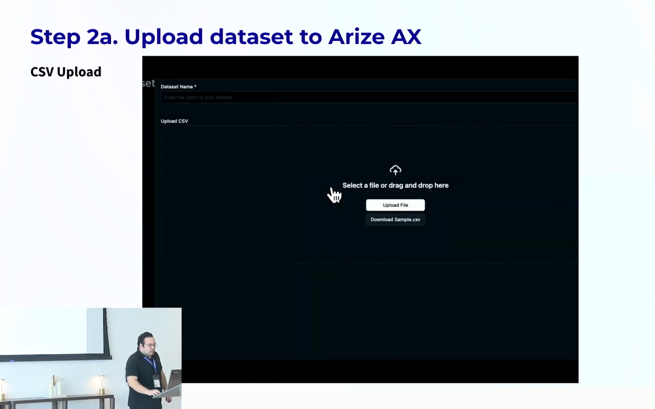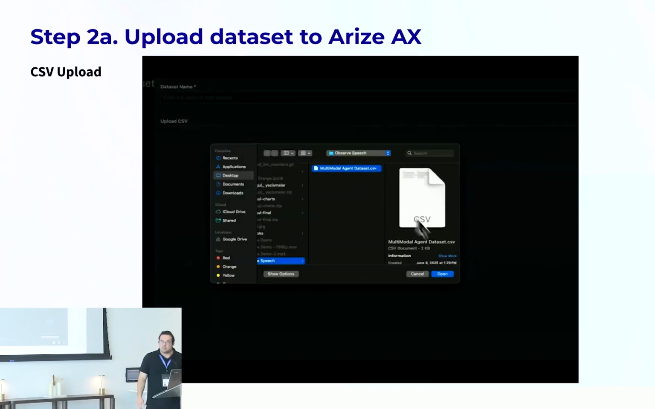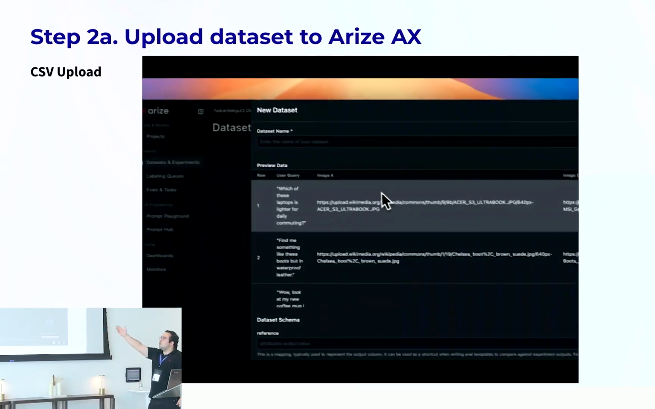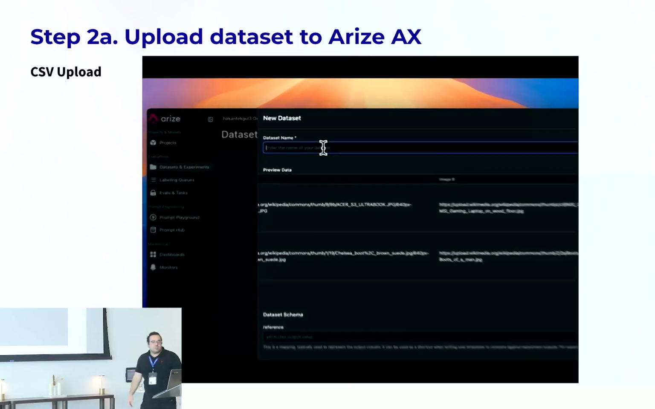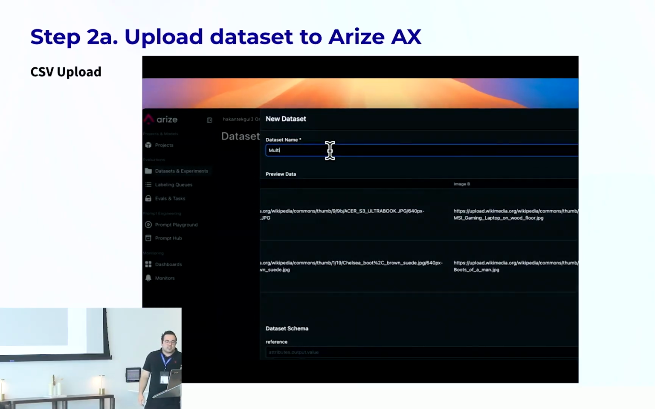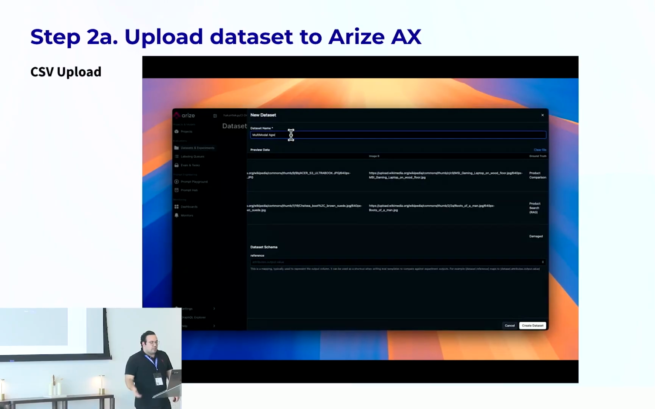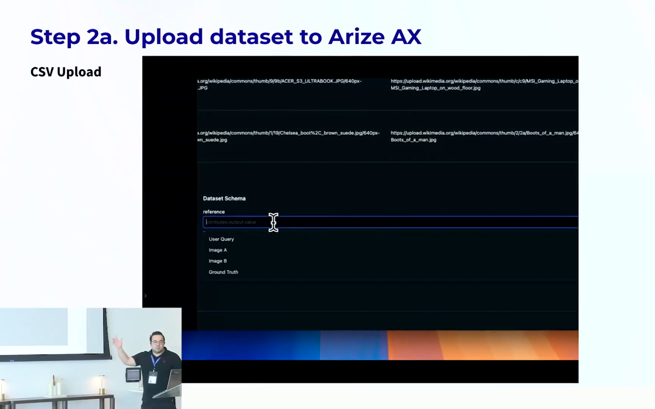So then what you can do is upload this data set into Arize AX. On the Arize platform, you simply go to datasets. You can upload it as a CSV, or you can upload it via code. I'm just going to upload as a CSV here. I'm going to pick my data set, which I just showed you.